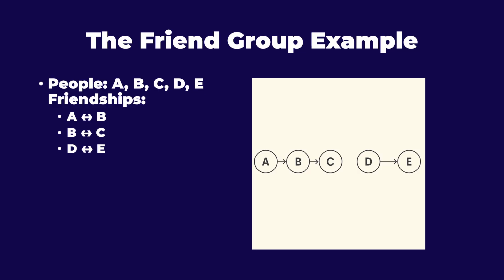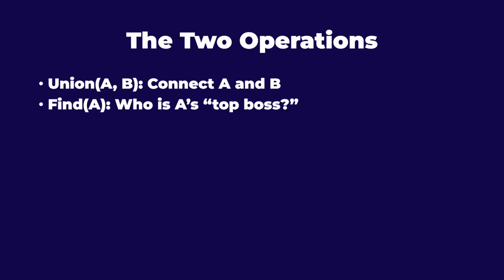Let's say we have 5 people. A is friends with B, B is friends with C, and D is friends with E. That means we have 2 friend groups, A, B, C, and D, E. Union find helps us manage these groups. There are just 2 operations. Union connects 2 elements. Find tells us who's in charge, the root or the boss of the group.